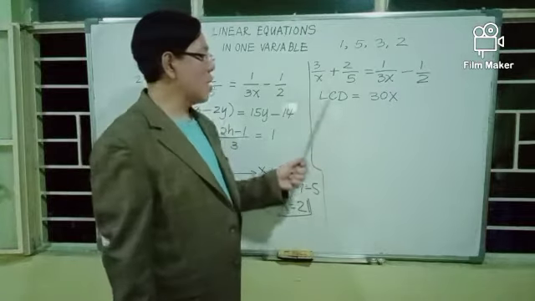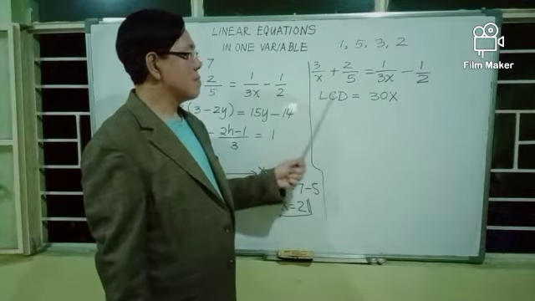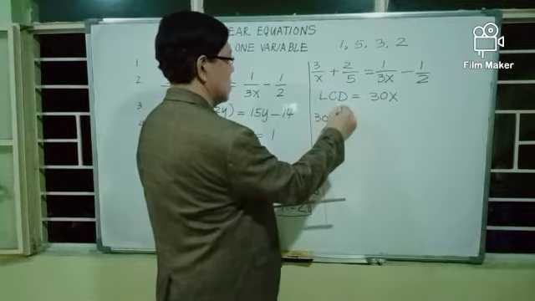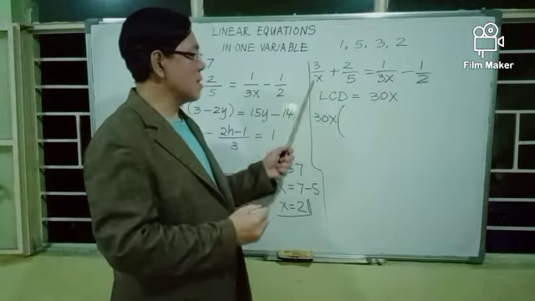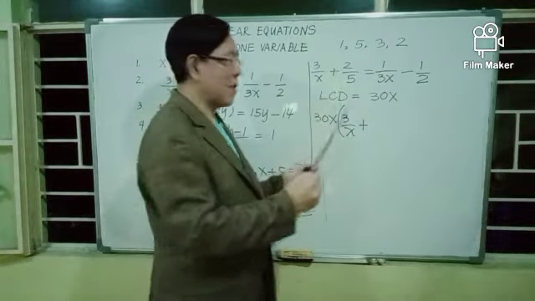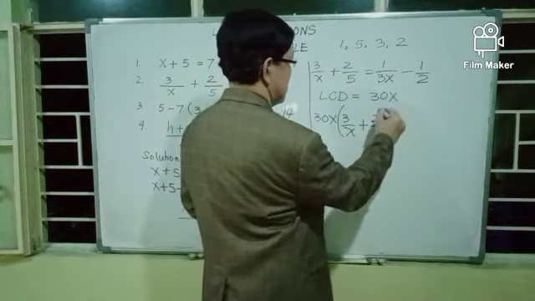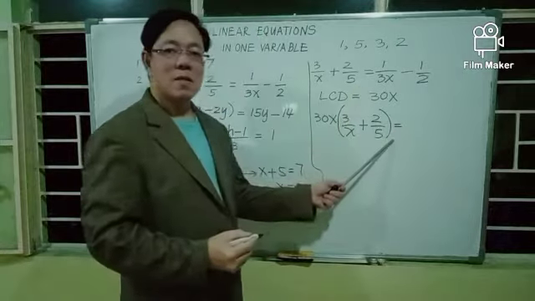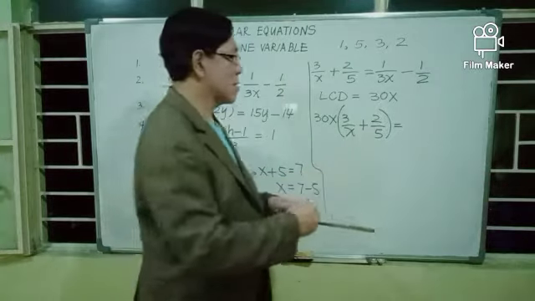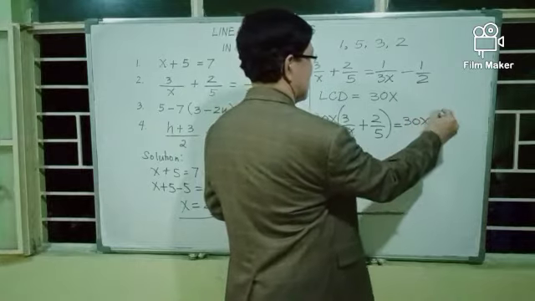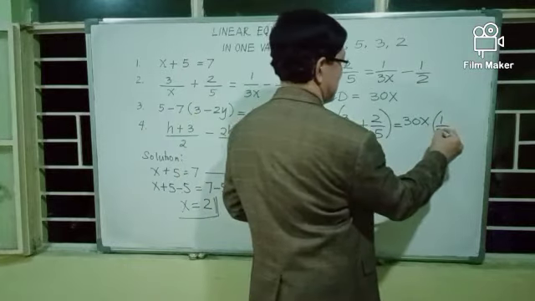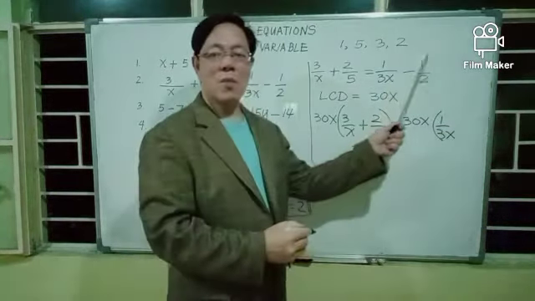After you obtain the LCD, you now multiply the left-hand side by the LCD, 30x, multiply by the left-hand side, 3 over x plus 2 over 5, equals the right-hand side of the equation, also multiply by the LCD 30x, multiply by the right-hand side, 1 over 3x minus 1/2.